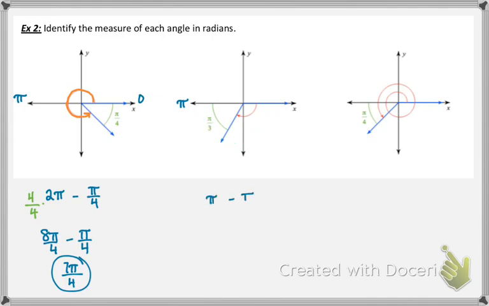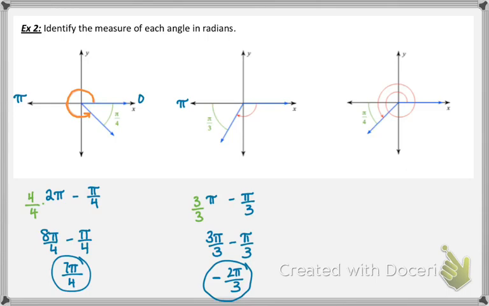So pi take away pi over 3. Again, need a common denominator in order to add and subtract fractions. So I'm going to multiply by 3 over 3. So I get 3 pi over 3 minus pi over 3. That's going to give me 2 pi over 3. And remember, my angle is rotating in the clockwise direction, so it is negative 2 pi over 3 radians.